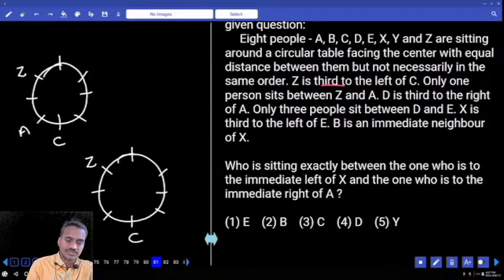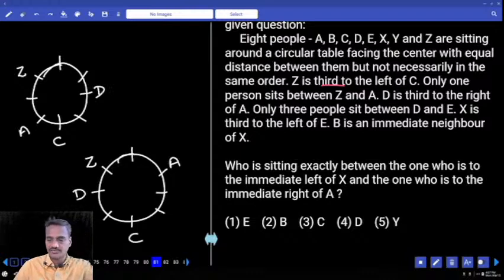Z is south to the left of C. And only one person between Z and A, is here. D is south to the right of A. 1, 2, 3, D is south to the right of A. Here D is south to the right of A. And only 3 people between D and E. That means they are opposite to each other. And here again 3 people between D and E, opposite to each other.